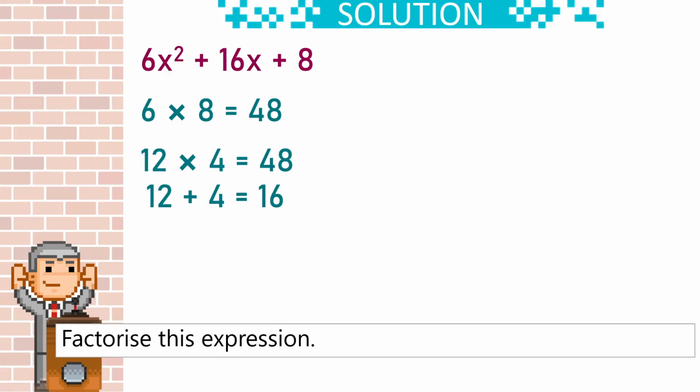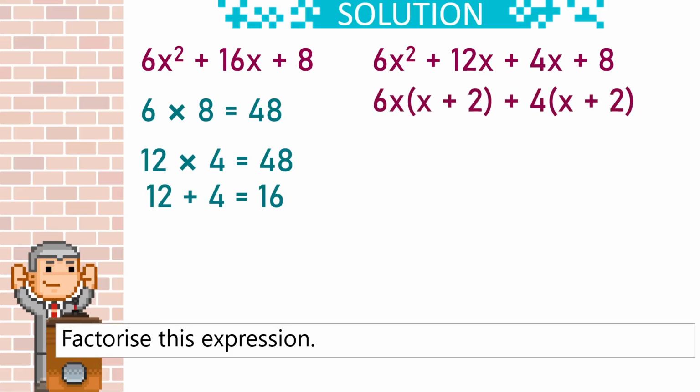We're going to rewrite the question, but instead of the 16x, we're going to do 12x and 4x. Then we're going to linearly factorise the first two terms and the last two terms. So 6x squared and 12x, we can divide out 6x. And the last two terms, 4x plus 8, we can divide out the 4. The two terms outside the brackets will make our first bracket, which will be 6x plus 4, and the repeated bracket will give us our second bracket.